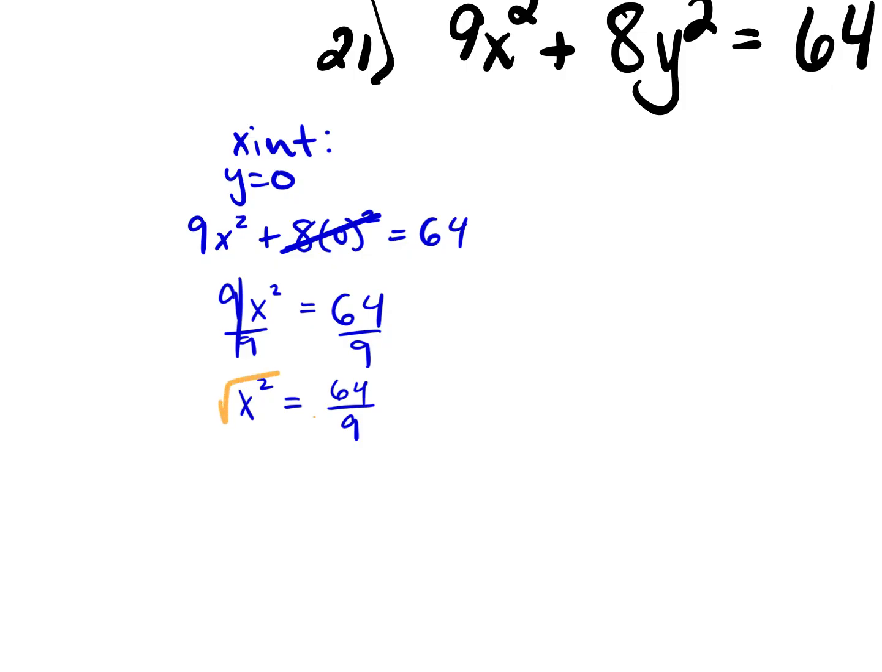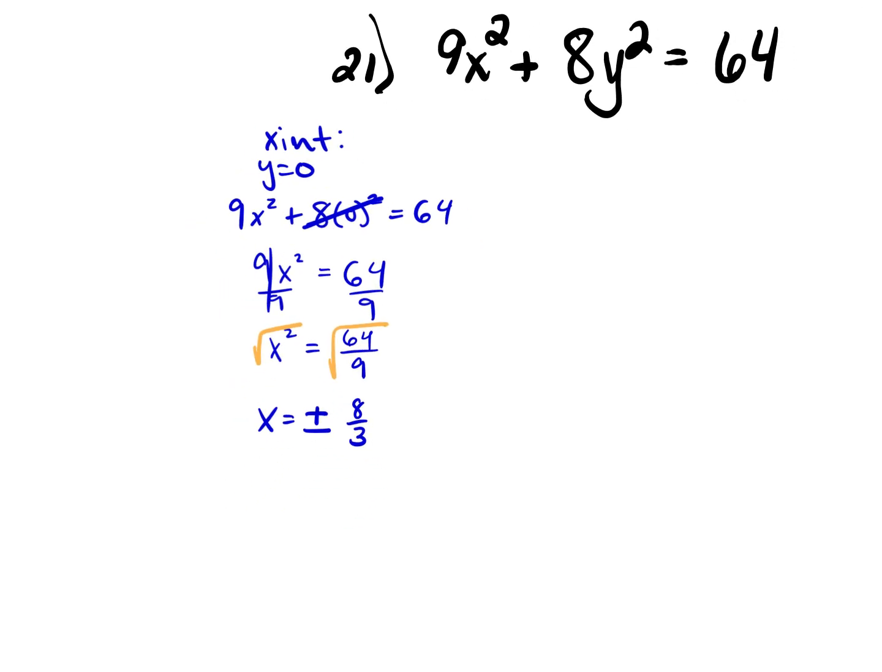Now we want to square root both sides. So x equals what? Perfect. Plus or minus, and we can take the square root of the top and the bottom, so we get 8 over 3. So whenever you take the square root of both sides, you have to put the plus or minus. So this is technically 2 answers that we got here.